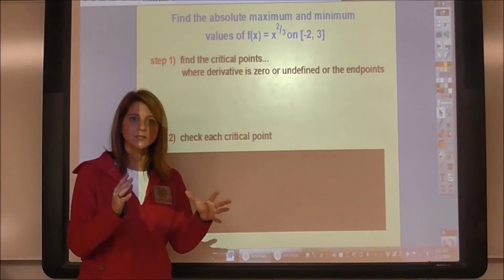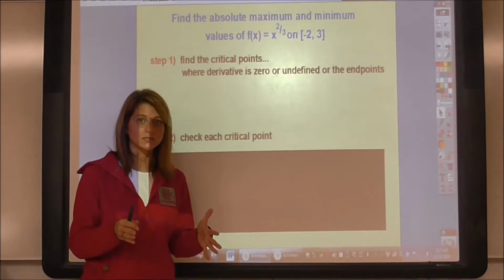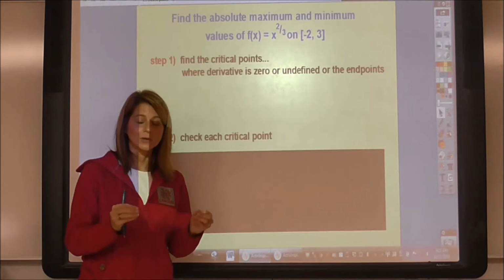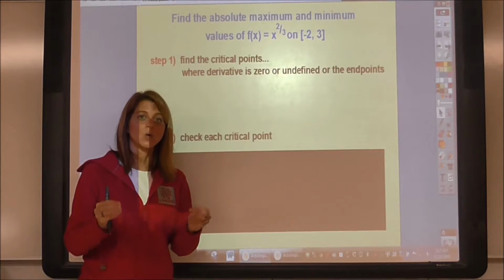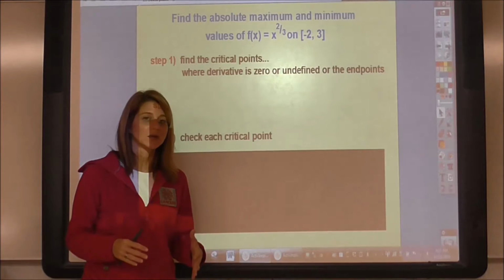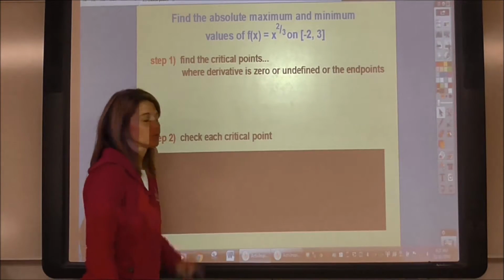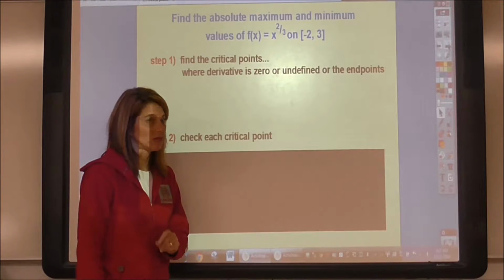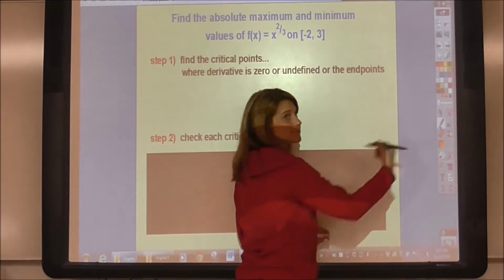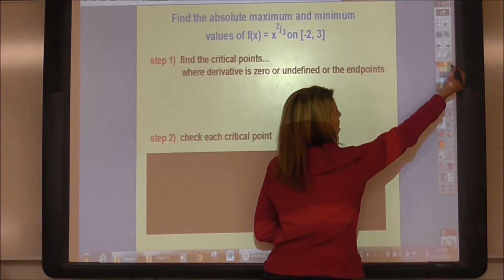So I'm going to make this list. Hopefully it's not a very long list. And then our maximum and minimum will come from that list. We're just trying to narrow it down. Okay, so the first thing I do is go take care of endpoints, because I tend to forget endpoints. I don't want to forget endpoints.